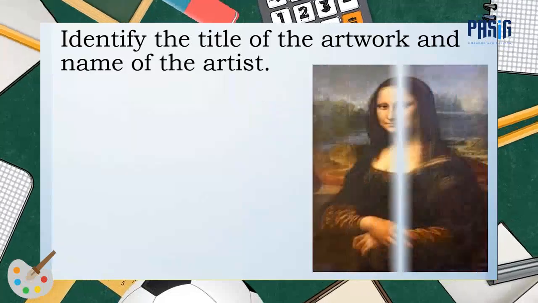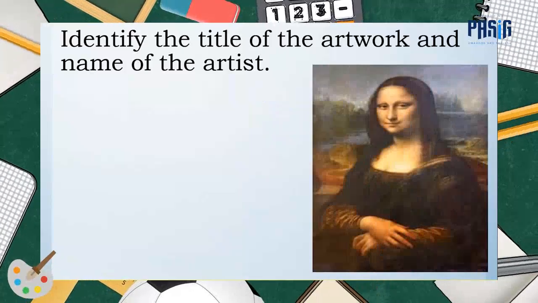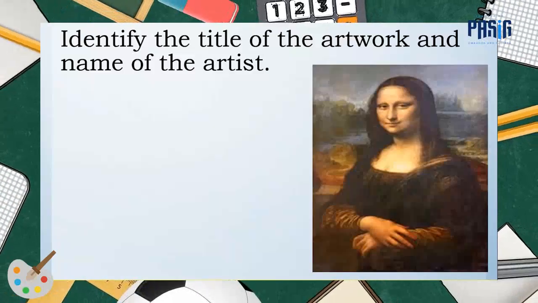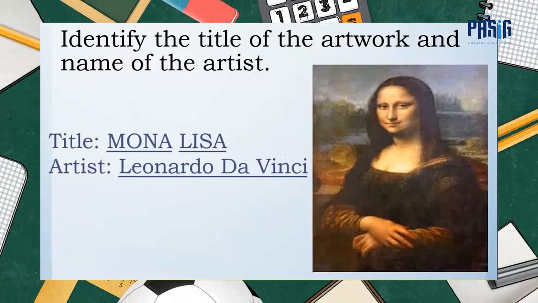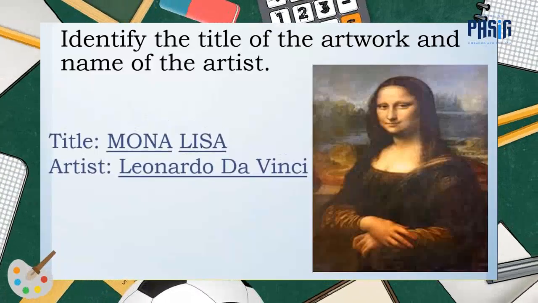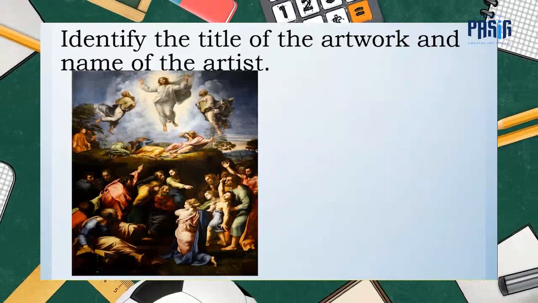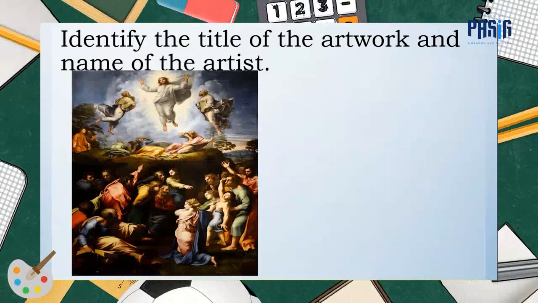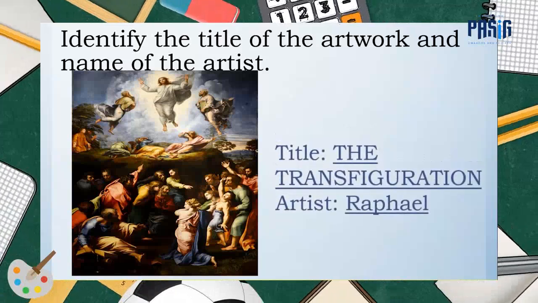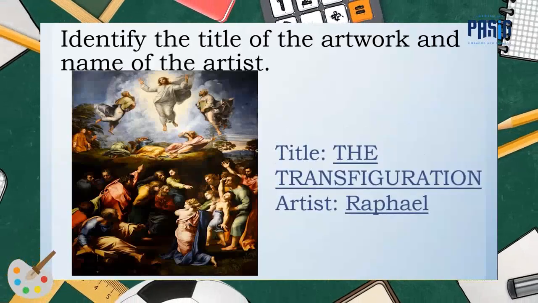2. Look at the picture. What is the title of this artwork and who created this artwork? So this artwork is called Mona Lisa and it is made by Leonardo da Vinci. Next, 3. Look at this picture. What is the title of this artwork and who created this artwork? So this is called the Transfiguration, made by Raphael.